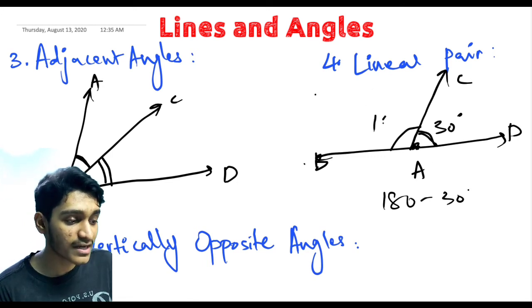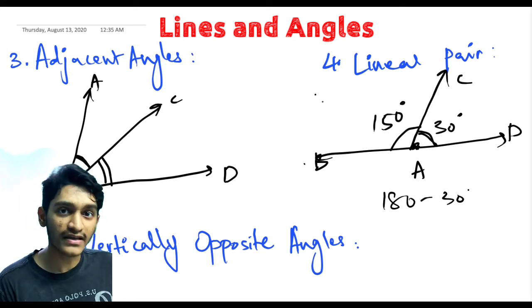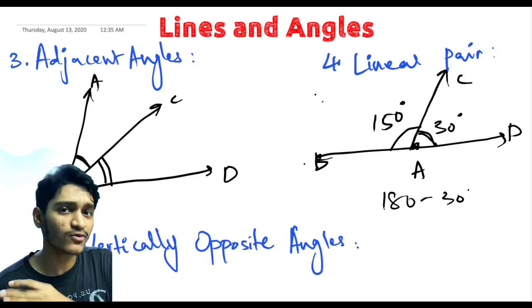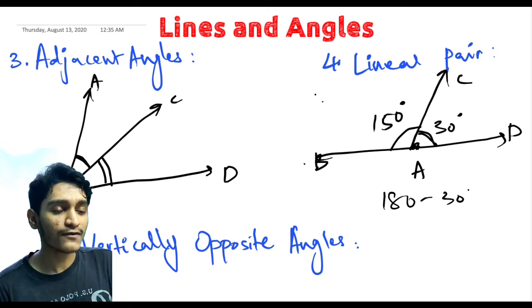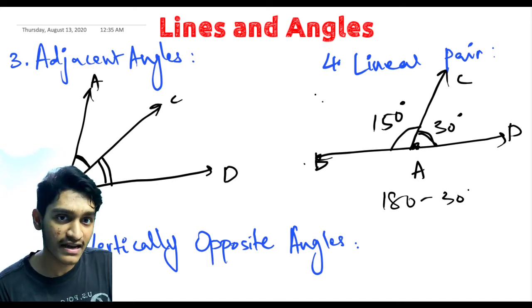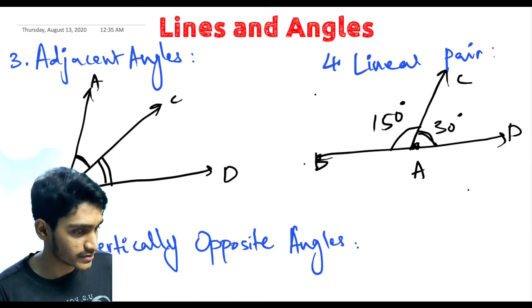Hence this angle is 180 minus 30, which is 150. I can say that this angle is 150, hence when adding 150 and 30, I get 180 and it totally adds up. In total, 180 degrees is the angle of a straight line, which is BAD.